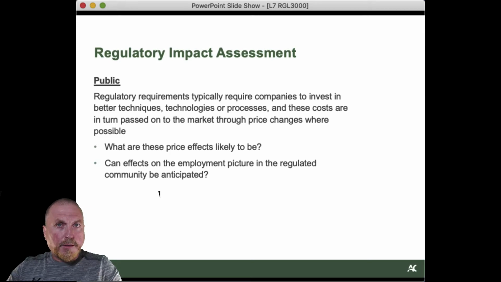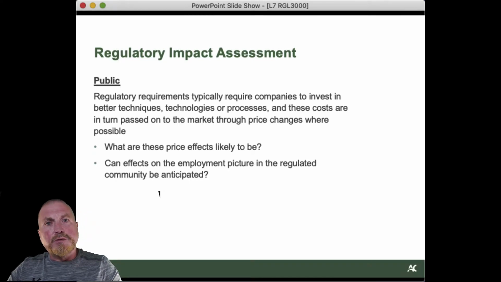Regulatory requirements typically require companies to invest in better techniques, technologies, or processes. And these costs are in turn passed on to the market through price changes where possible. They can also be passed on to the workforce through cutbacks or whatever, all right? So what are these price effects likely to be? Can effects on the employment picture in the regulated community be anticipated? And these are also factors that our RIAS needs to take into consideration.